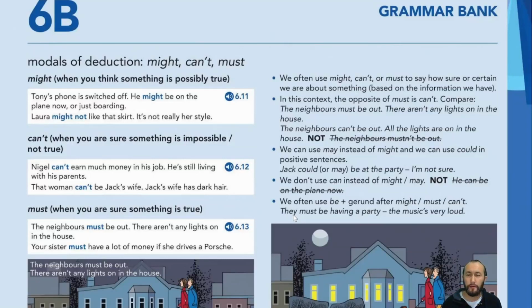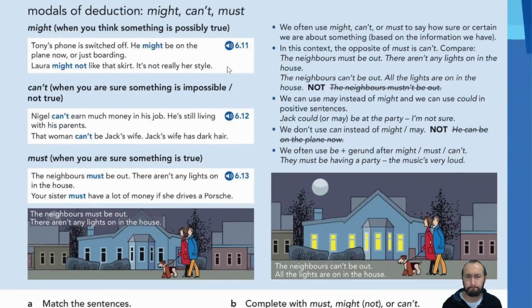Okay guys, so this is 6B intermediate level from English File. I'm going to explain this grammar page for you. So this is about modals of deduction: might, can't, and must.